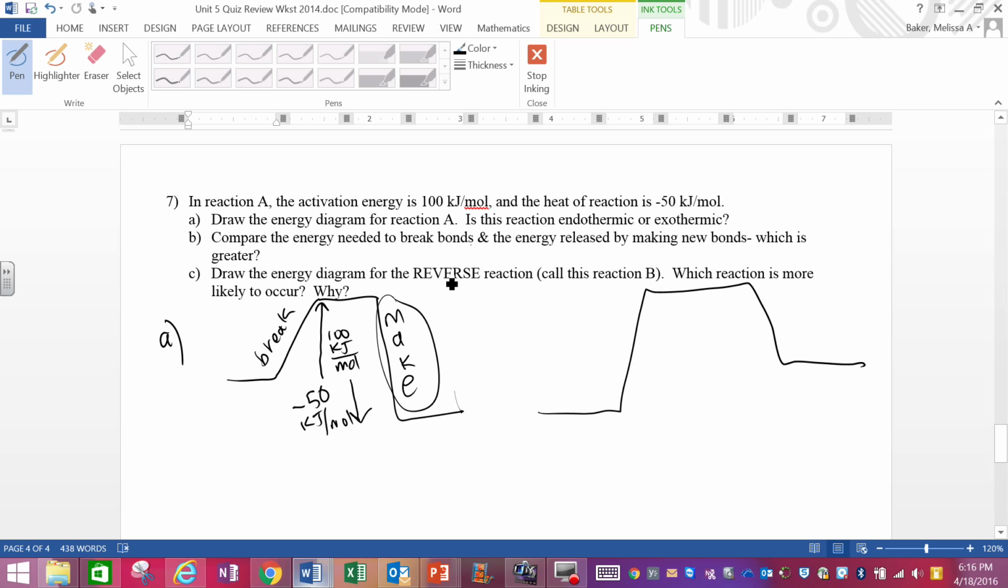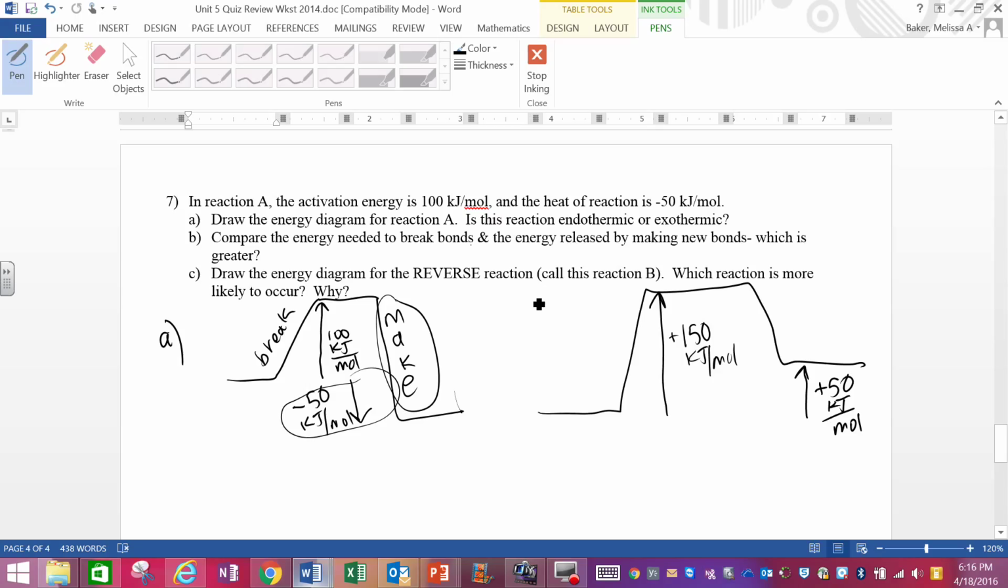We can actually figure out what the activation energy is. 50 plus 100, the activation energy for the reverse reaction would be 150 kilojoules per mole. And the heat of reaction would be a positive 50 kilojoules per mole, because it's always just the opposite in the other direction.